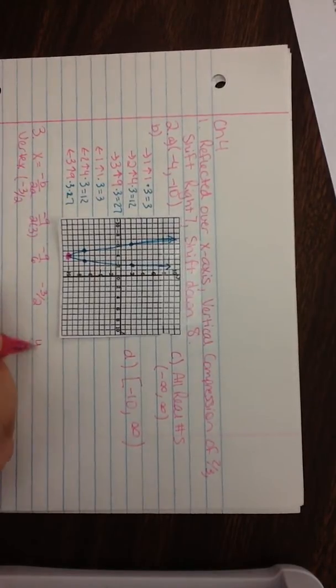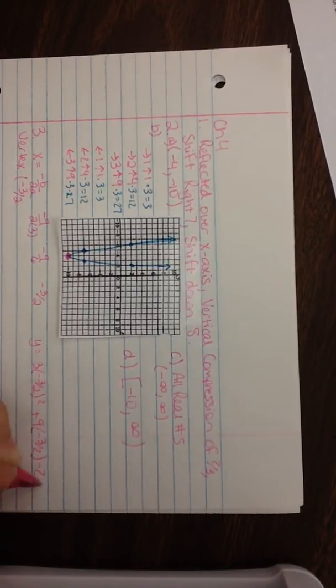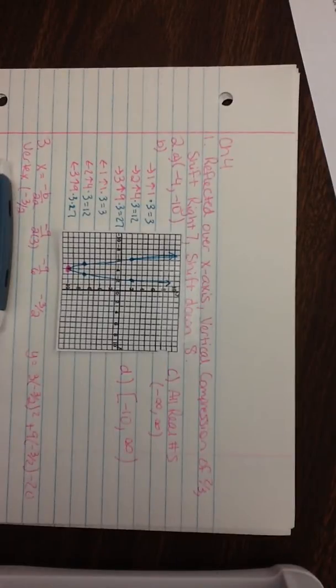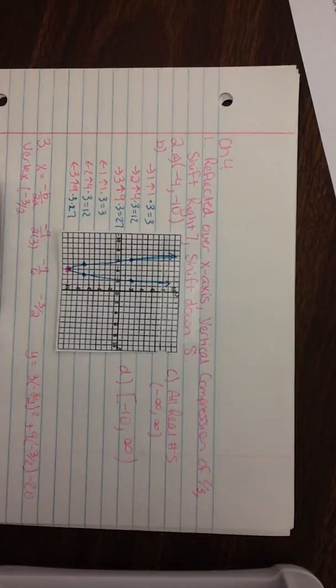And then to find the other part, I sub that in. So y equals 3 times -3/2 squared plus 9 times -3/2 minus 20. So find a calculator, we'll punch that in. 3 times -3/2 squared plus 9 times -3/2 minus 20, and I get negative 107/4.